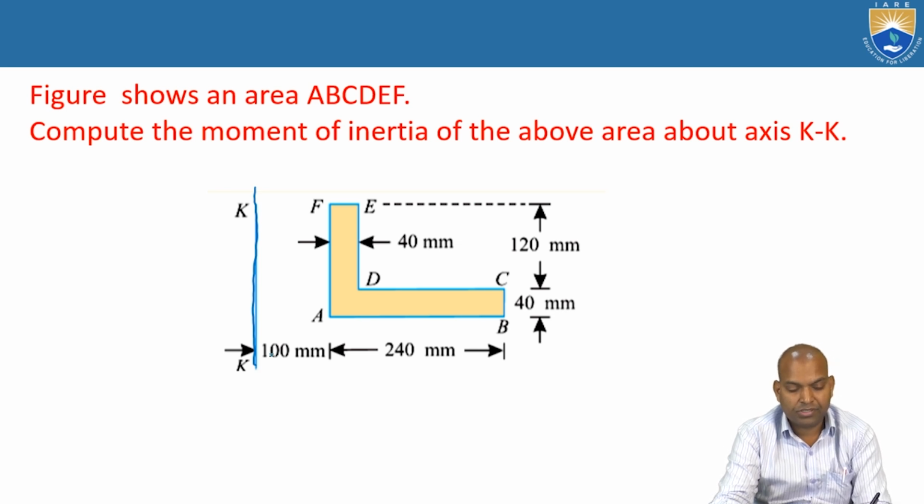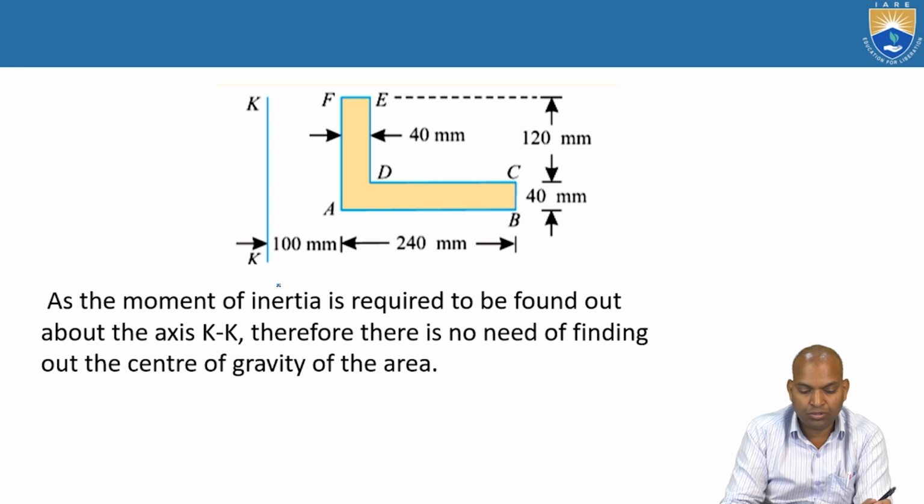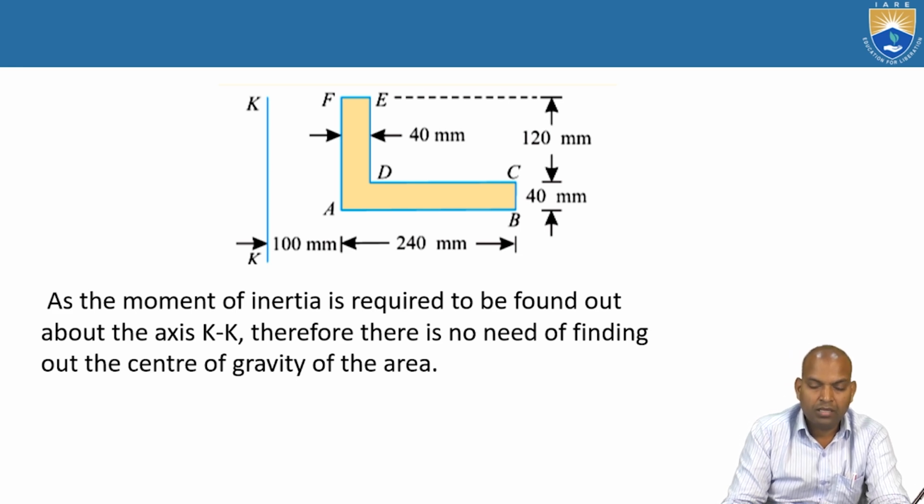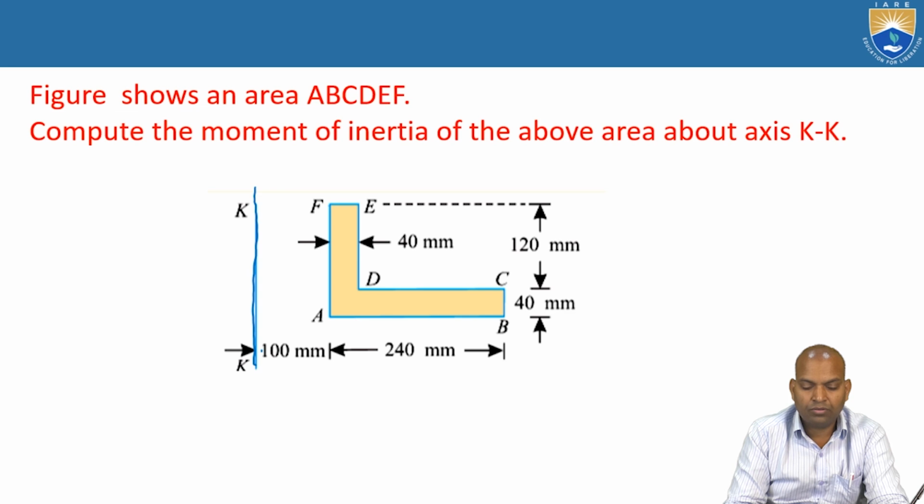This KK is at a distance of 100 millimeters from the FA side, and it depends upon the calculation. Here we are going to divide. What is the first step? The first step is that we have to split the given section into simple figures, simple geometries. The simple geometries are rectangle, square, triangle, etc., which have known moment of inertia.